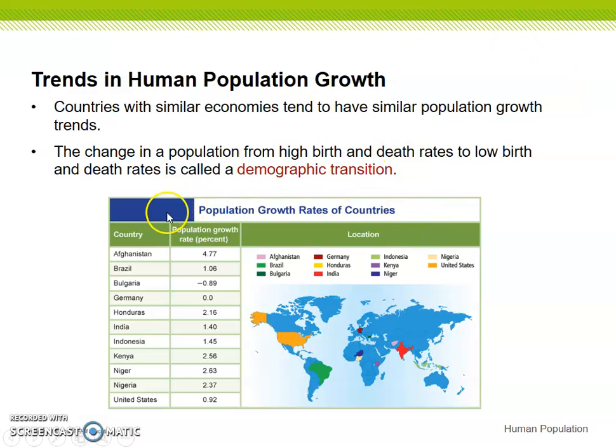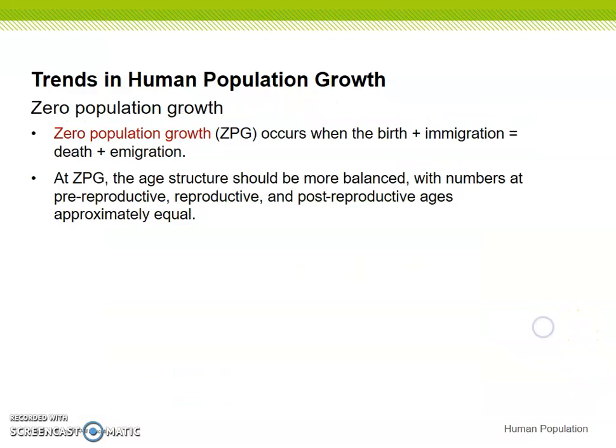Here is a graphic showing the population growth rates of different countries. Afghanistan has a population growth rate of about 5%. The United States has a growth rate of just under 1%, and you can look through that table because it is in your notes.